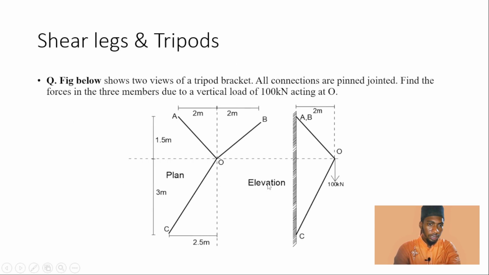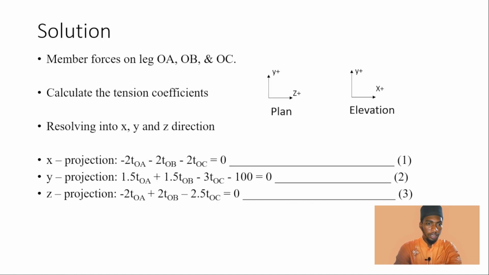Okay, then the 100 kilonewton is here. It is not shown in the plan, but definitely we can see it in the elevation, so you're going to consider it as well. So we have 100 kilonewton, and it is going downward, which means it is also against our sign convention, so it is going to be negative. That is why we have this as equation 2, all of them equal to 0.